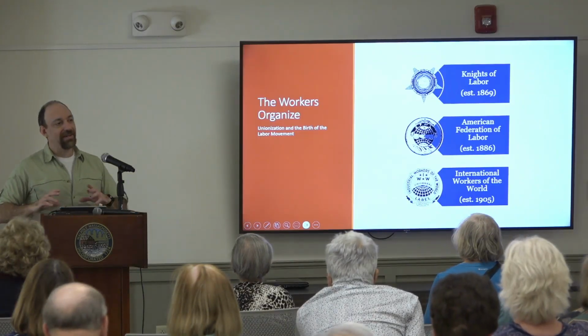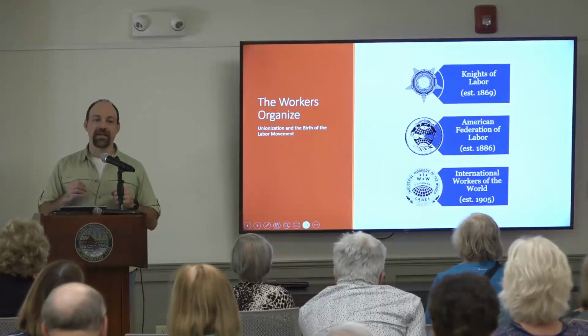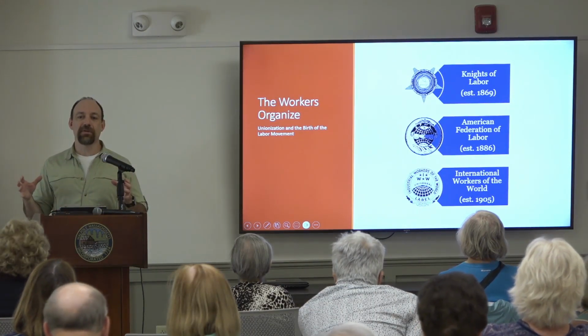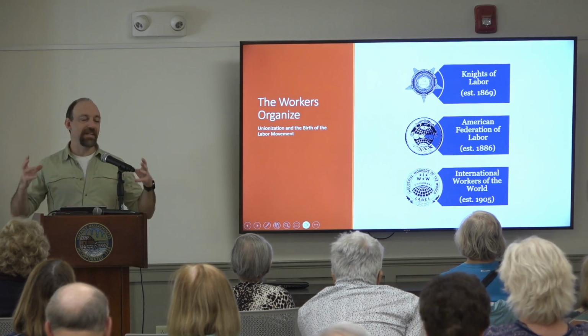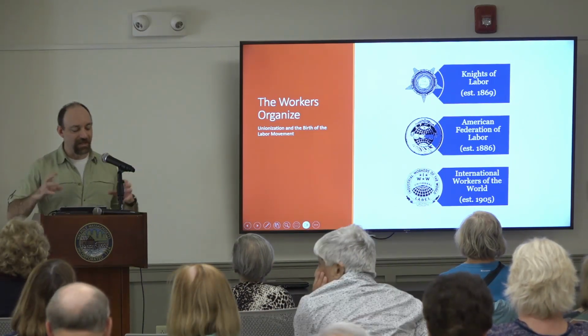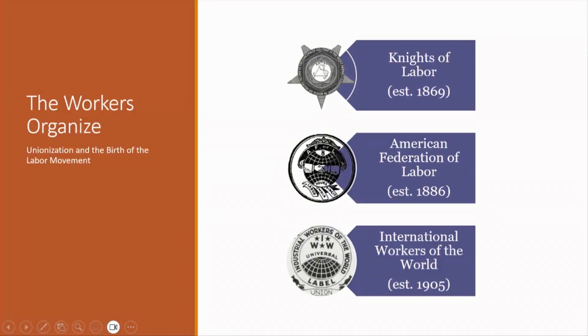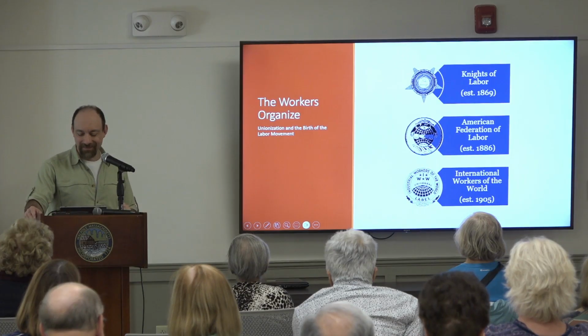There are three significant unions that begin to emerge during this time period that become nationwide organizations for laborers. One is the Knights of Labor. That is the oldest national labor organization in the United States. That is established in 1869. In 1886, the American Federation of Labor is organized, and we'll talk about each of these in a minute. And in 1905, a group called the International Workers of the World is founded. Their nickname was the Wobblies. We'll get to them in a little bit.